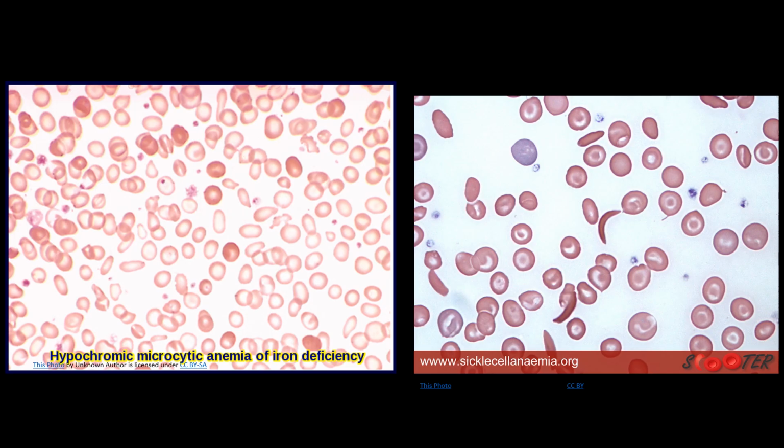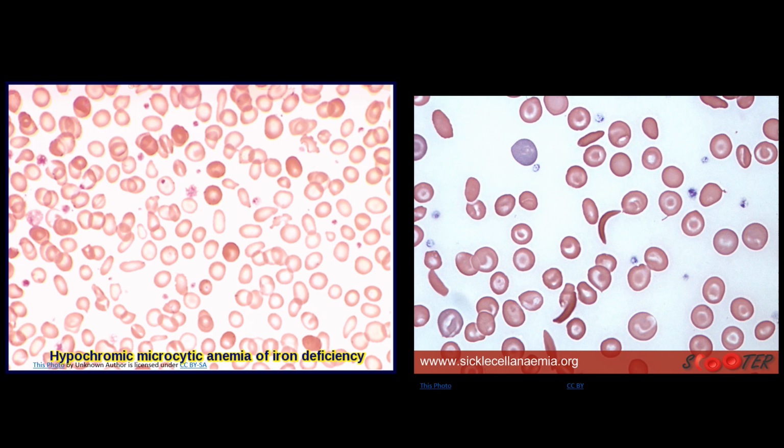I have a couple of slides in the lab that look similar to this. The first one here is iron deficiency anemia, and you could see that the red blood cells are pale. We do have healthy red blood cells in this image, the ones that are darker in color, but most of the red blood cells are very pale and small.